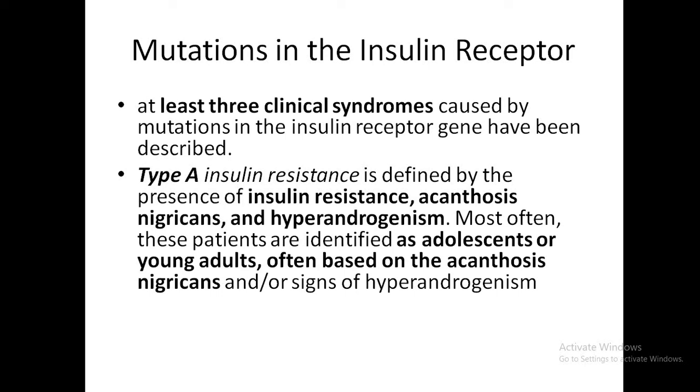Mutations in the insulin receptor are implicated in the monogenic form of diabetes. There are three clinical syndromes which are of interest. So here the insulin receptor gene is mutated. The first one is type A insulin resistance, which is characterized by insulin resistance, acanthosis nigricans, and hyperandrogenism. It is diagnosed when patients become adolescents or young adults, as you see acanthosis nigricans or signs of hyperandrogenism.